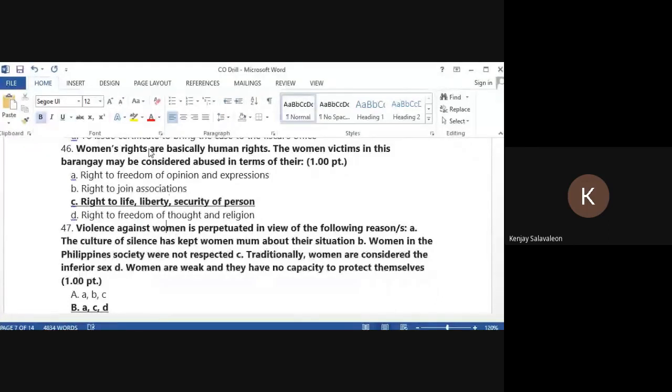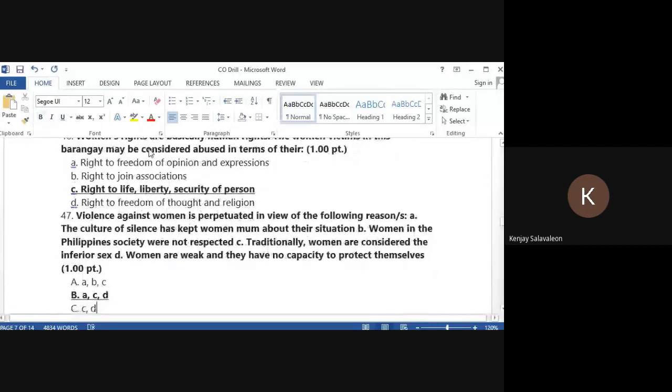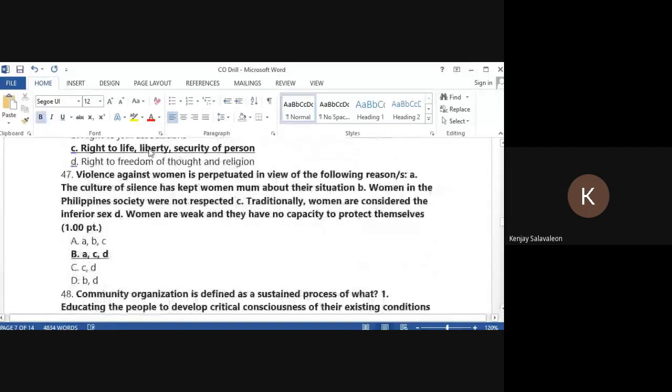47. Violence against women is perpetuated in view of the following reasons. A, the culture of silence has kept women mum about their situation. B, women in the Philippine society were not respected. C, traditionally women are considered themselves inferior sex. D, women are weak when they have no capacity to protect themselves. So nakikita natin that the correct answer is letter B.